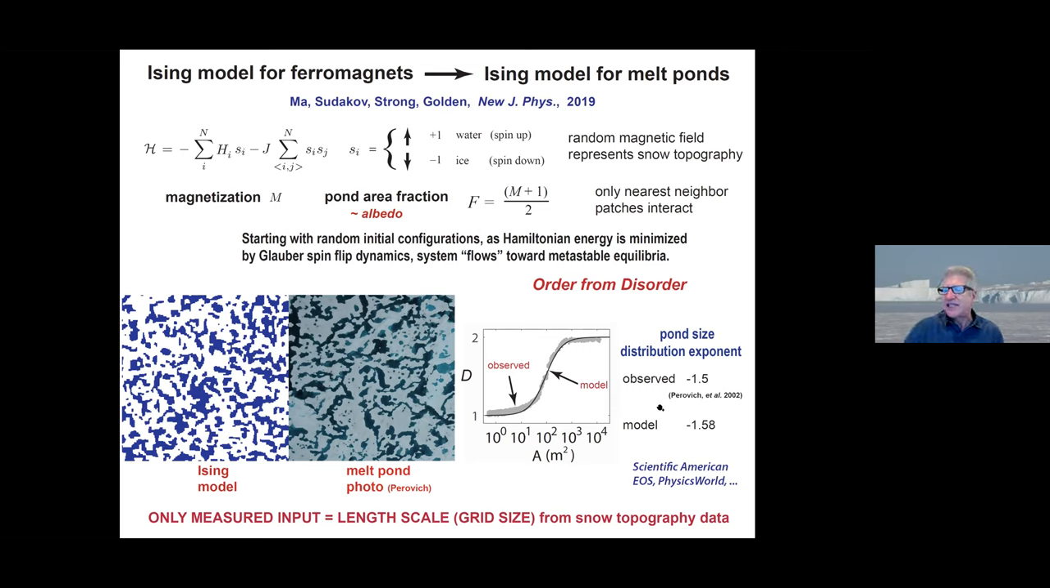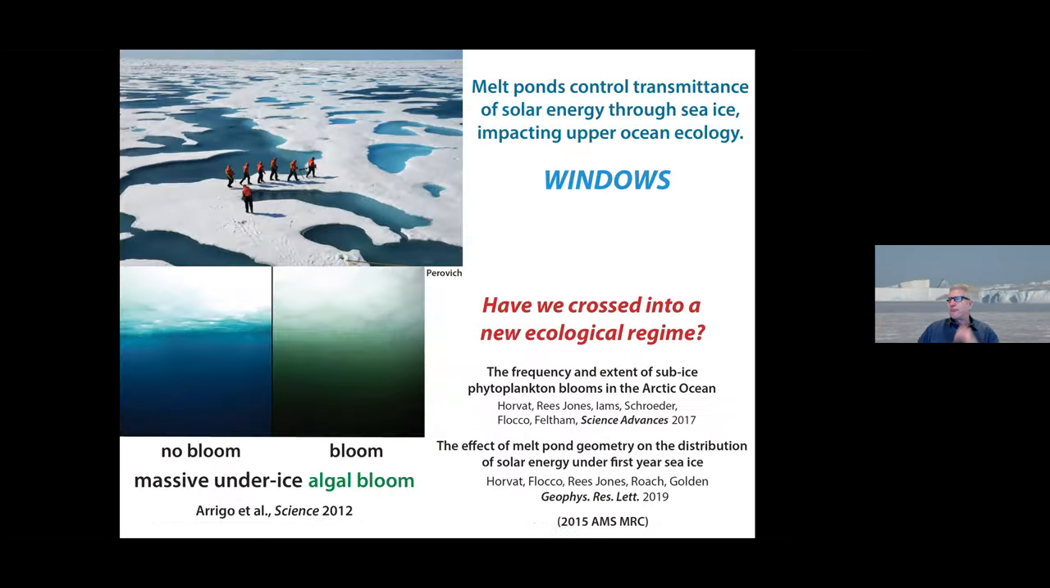And what's amazing is there's only one input parameter, and that's how do you relate the grid size to the physical snow, the physical space. And we just use some power spectrum analysis. It tells us it should be 1 meter, and then everything matches up. It was kind of amazing with just that one measured parameter.